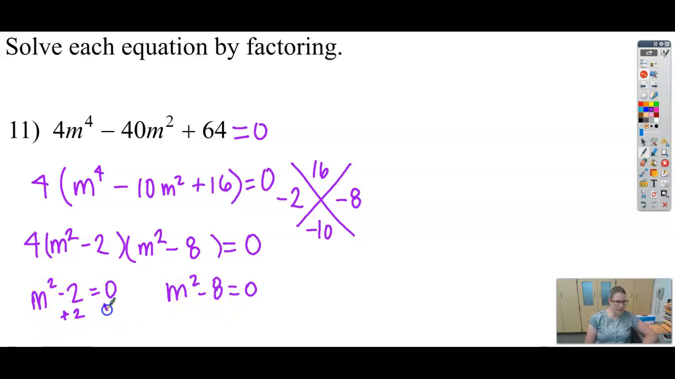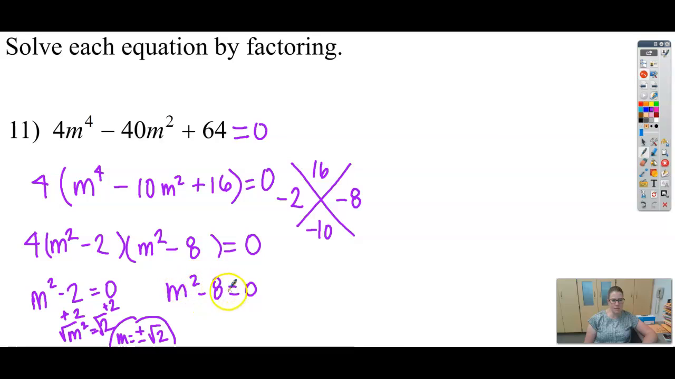So on this one, I'll add 2 to both sides. So I get m squared equals 2. And then if I take the square root of that, m is going to be equal to plus or minus the square root of 2. So there's 2 of the 4 solutions. My other 2 will come from this.